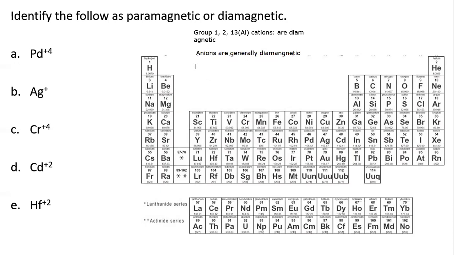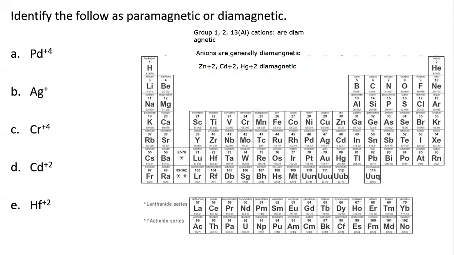Now the only other tip I can give is that, for example, zinc 2+, cadmium 2+, mercury 2+, these are also diamagnetic. Other than that, it's best if you investigate the elements. But these are some general tips that can kind of make the process a little smoother. So with that in mind, we'll take a look at each one of these.